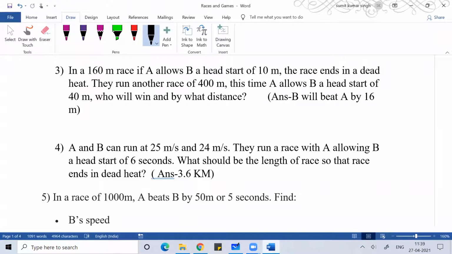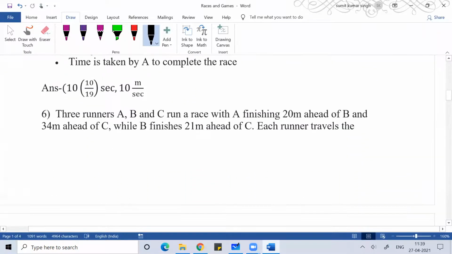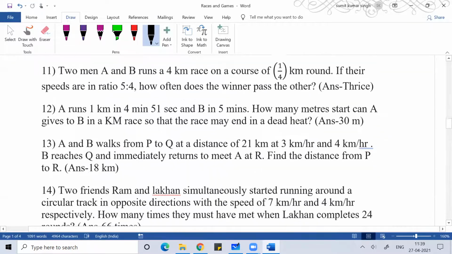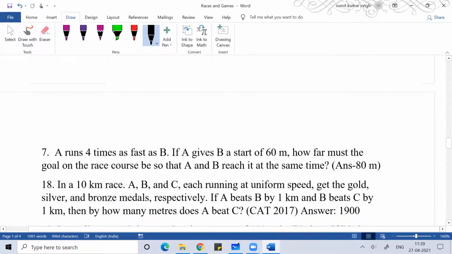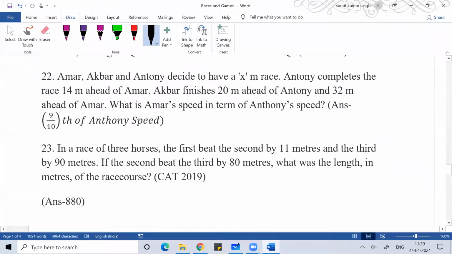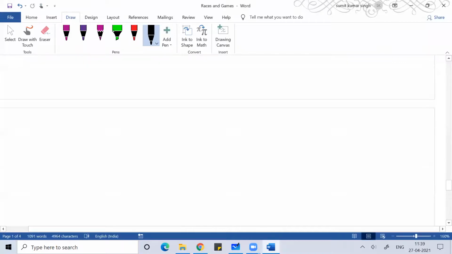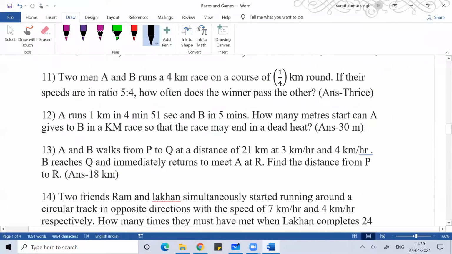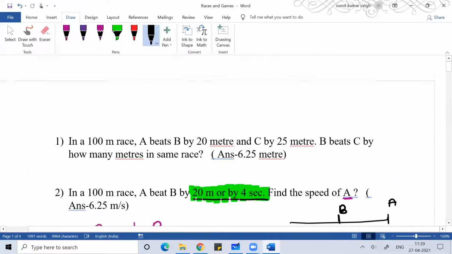Okay, so you can see this problem. If you want, I'll send you these questions. You can try solving these questions by yourself today, and in the next class I'll discuss these questions for all of you. These problems are based on linear race and circular race.